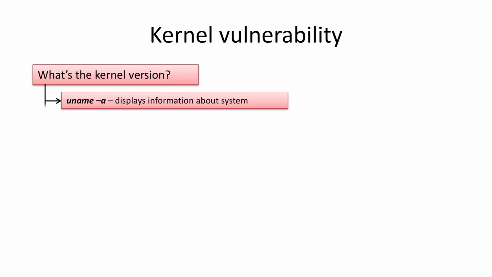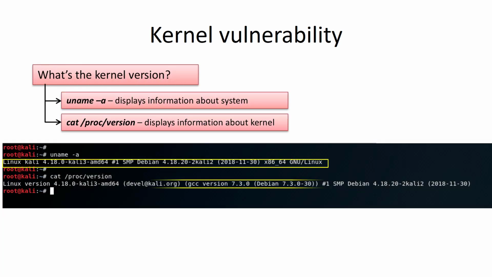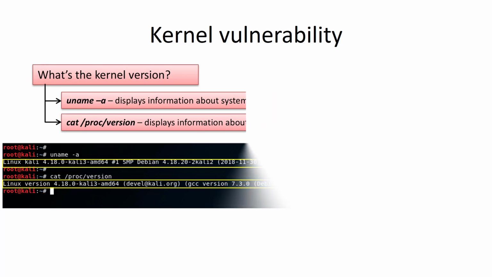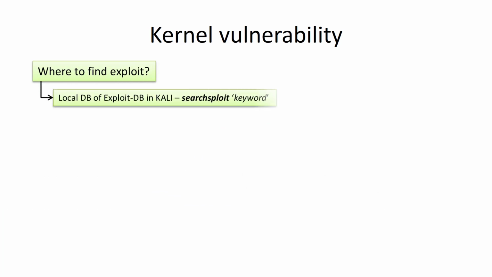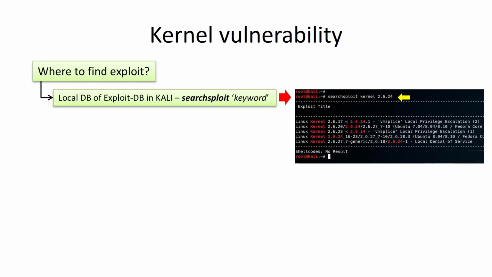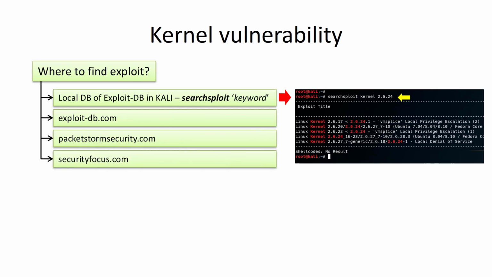The kernel version can be gotten from the following commands. You will also get version of Linux distribution and type of architecture. Having this information, you can try to find the exploit. Kali Linux already contains local copy of exploit database from exploit-db.com. Just use the searchsploit command to find what you need. If you don't find anything, you can try other online exploit databases.